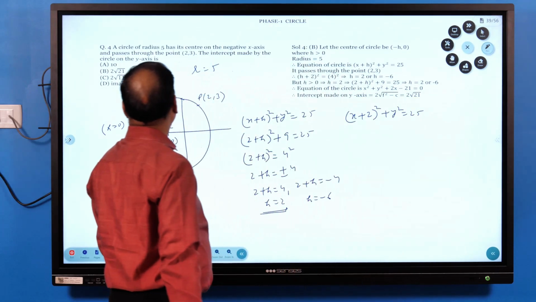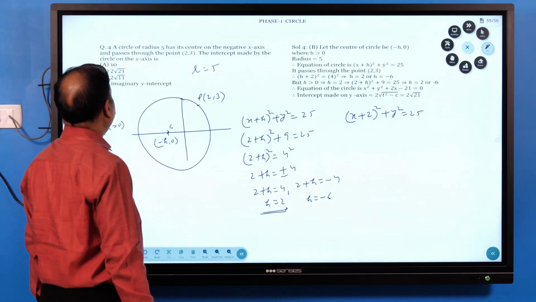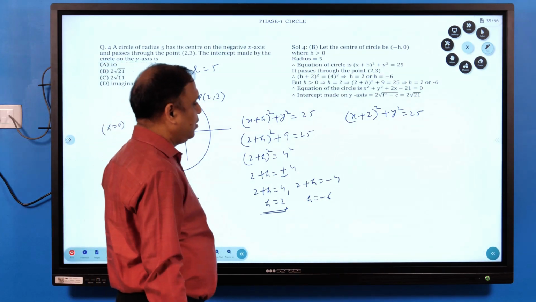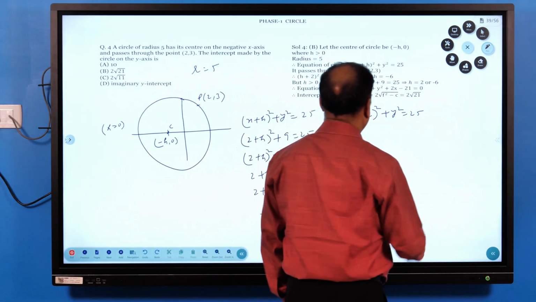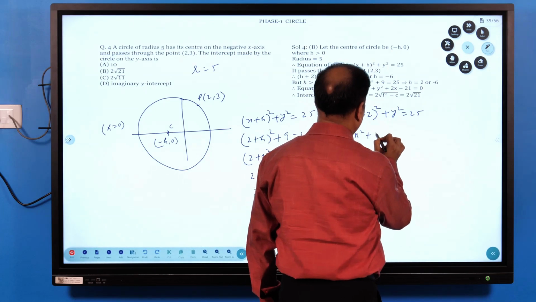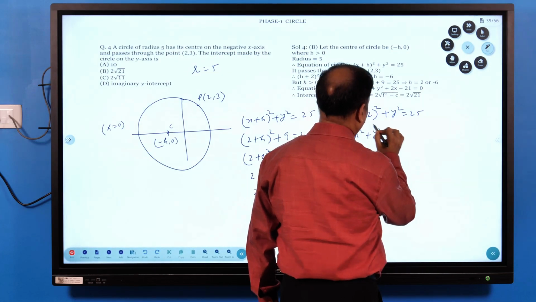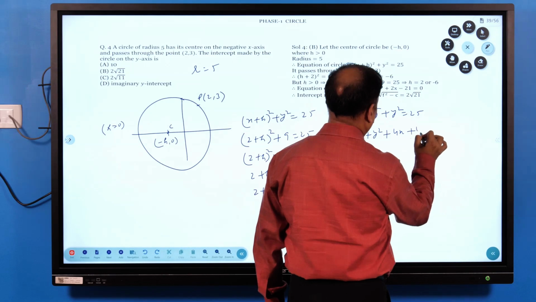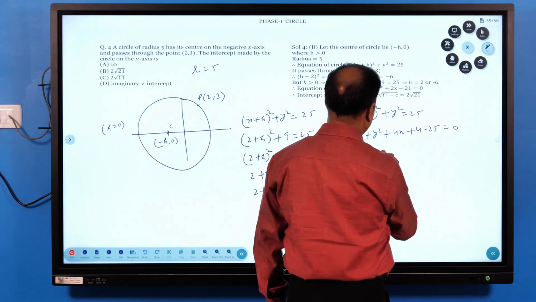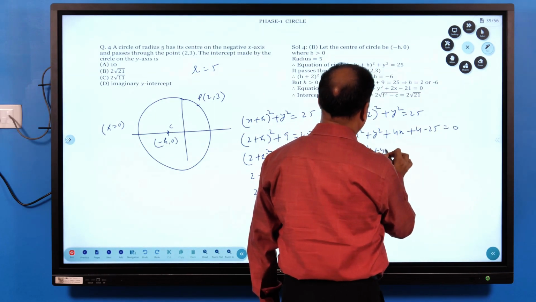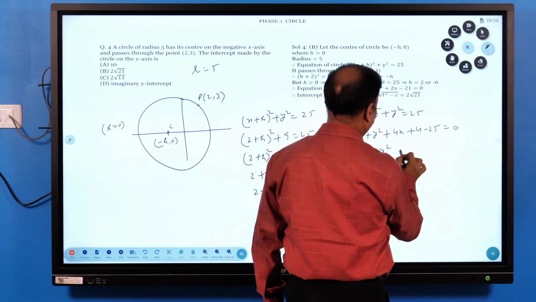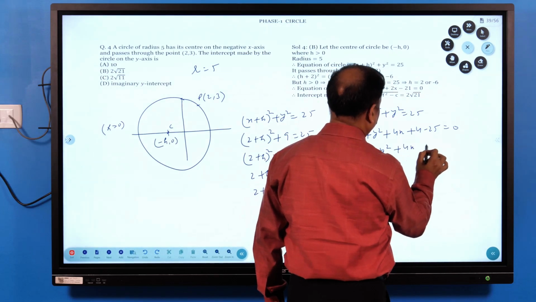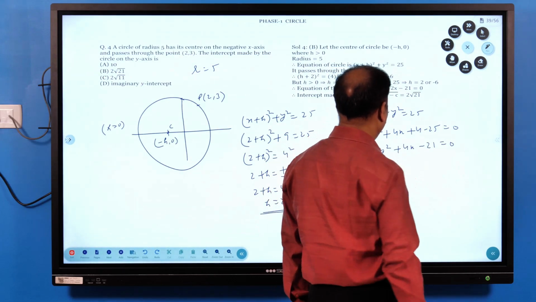Now, the intercept made by the circle on the y-axis. So x square plus y square plus 4x plus 4 minus 25 is equal to 0. So x square plus y square plus 4x minus 21 is equal to 0.